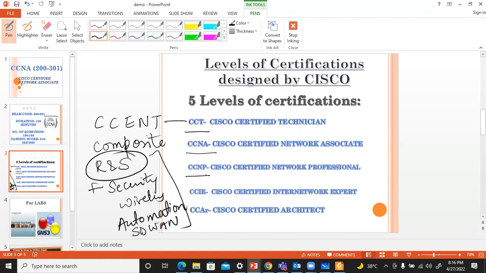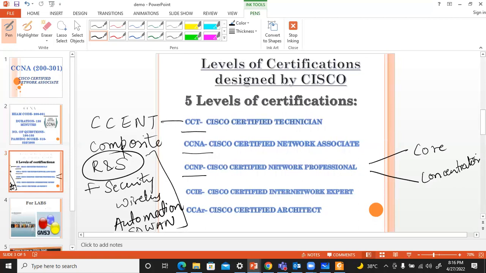Then next is CCNP, which is the same now, but they have changed it to 2 exams. For CCNP, you need to take 2 exams. One is core, another is concentration. Also for CCNP, there is no prerequisite. Earlier, CCNA was the prerequisite for CCNP. Now that's not the case. After CCNP, there is CCIE, Cisco Certified Internetwork Expert, which is still the same as the earlier CCIE.